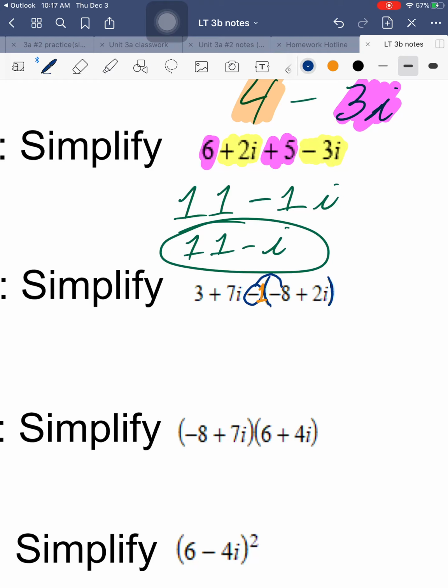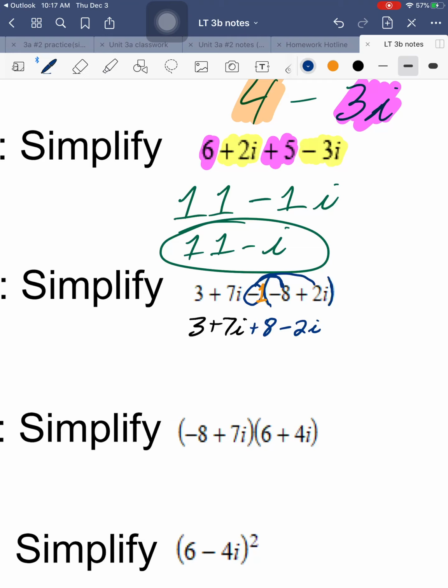So I'm going to first write down everything, so we have 3 plus 7i, and then we're going to distribute the negative 1. Negative 1 times negative 8 is a positive 8. Negative 1 times 2i is a negative 2i. So it's just negative 1 times 2 is negative 2, and there's an i with it. So now the parentheses, we can drop them because we distributed that subtraction to both terms inside of it.